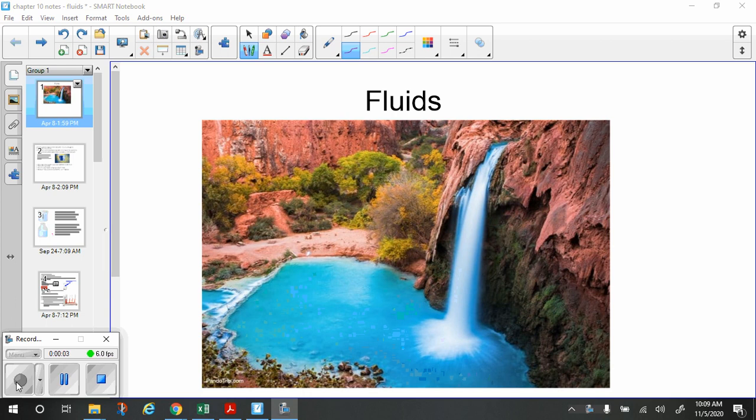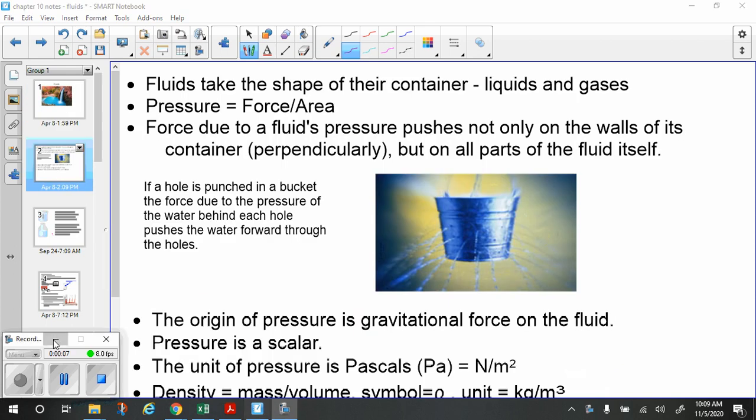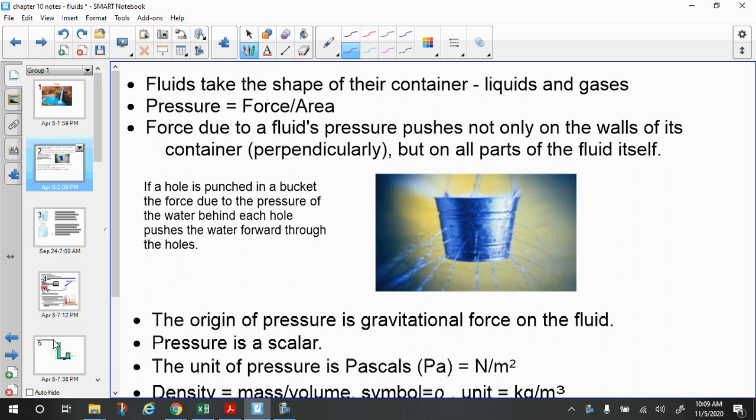In this video, we're going to talk about fluids. So we know that fluids take the shape of their containers. They include liquids and gases. And you read about that in your book, the difference between solids and liquids and gases, and you probably learned about it a long time ago.